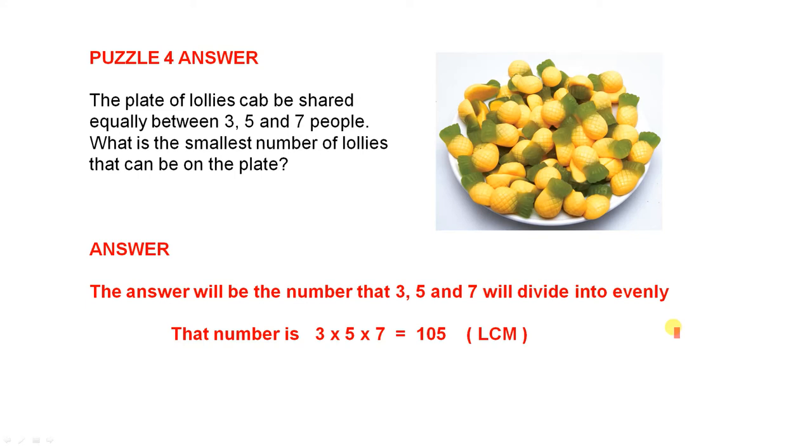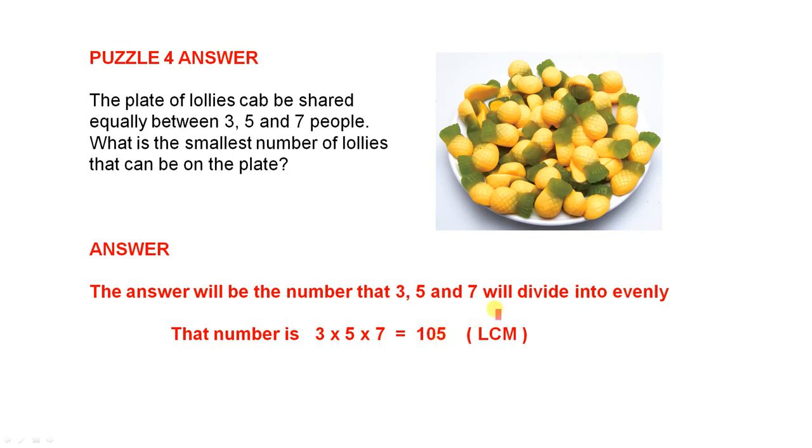The answer to puzzle 4. The answer will be the number that 3, 5 and 7 will divide into evenly. So the only number that 3, 5 and 7 will divide into evenly is 3 times 5 times 7. So when you multiply those numbers together, the answer is 105.